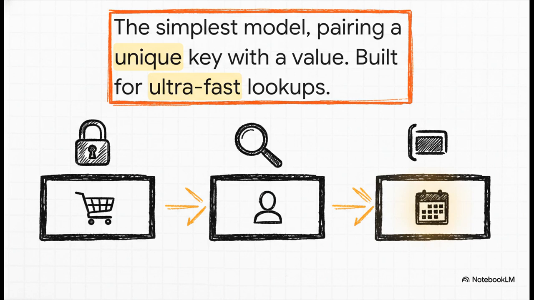Then you have key value stores. This is probably the simplest model of them all, and because of that, it's often the fastest. You just have a unique key, say a user ID, and then a value attached to it, like all the items in their shopping cart. They are built for one thing, ridiculously fast lookups.